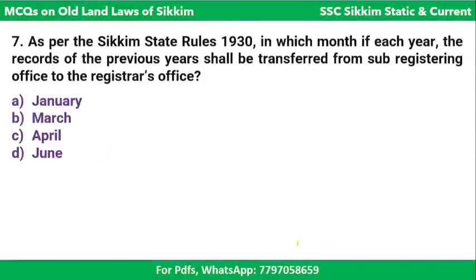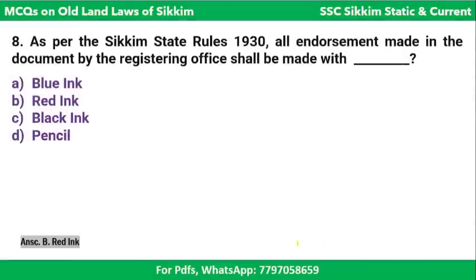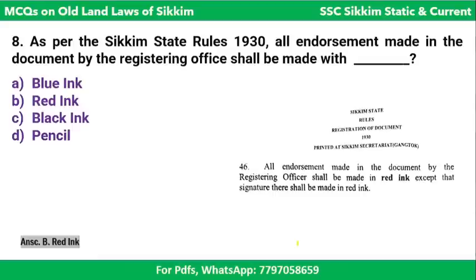Next. As per the Sikkim State Rules 1930 again, in which month of each year shall the records of the previous year be transferred from sub-registering offices to the registrar's office? The correct answer to this question is January. And what are the details that are transferred? You can see here. Next. As per the Sikkim State Rules 1930, all endorsements made in the document by the registering offices shall be made with, the correct answer is red ink.